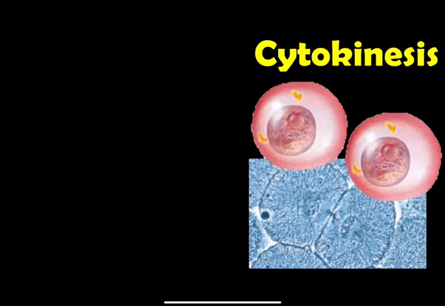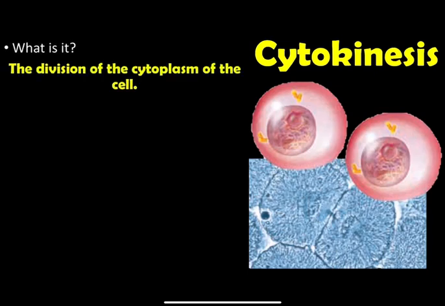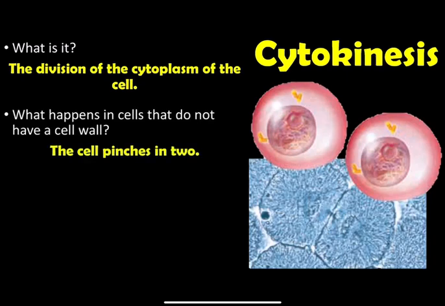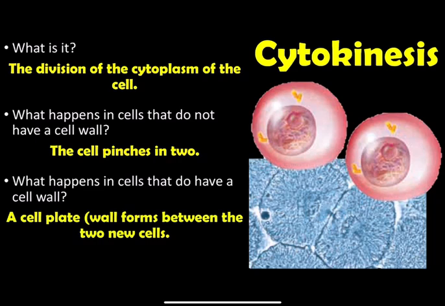Cytokinesis. Now, cytokinesis is not technically part of mitosis, but it is where your cells, think C for cells, completely divide. Okay, this is the division of the cytoplasm of the cell. Once cytokinesis occurs, you have 2 completely new cells as the cell pinches in 2. A cell plate or a wall will form between the 2 new cells just to make sure that there's a separation between the inside of the cell and the outside environment.